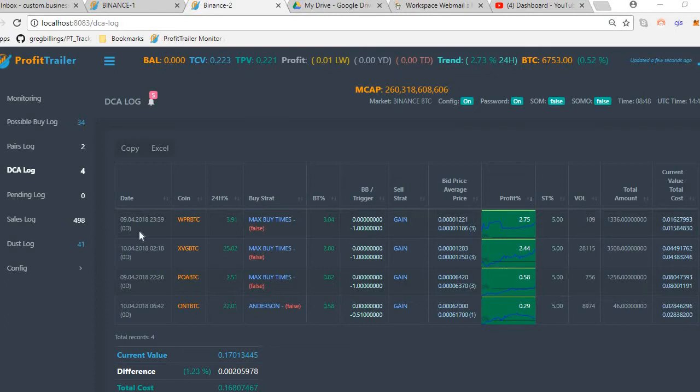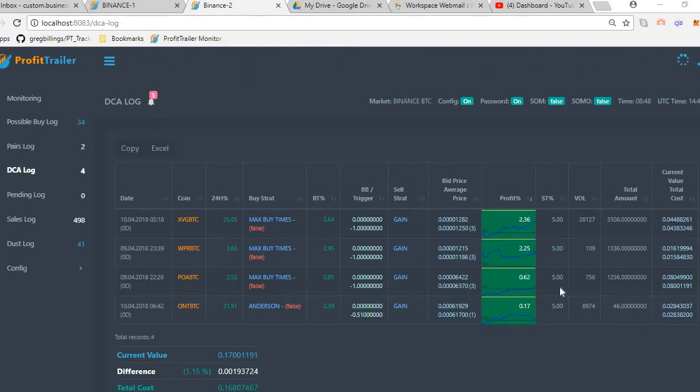All green. You go to my DCA, it's just as green as grass. And not only is it green, if you look, I haven't even had these bags for long. They're all 0 days. This one was red about 10 minutes ago, but it DCA'd and went into the green.